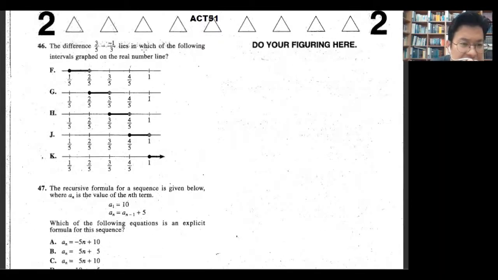Difference line, the following interval on the real number line, which is this method, 3 over 1. So you're adding 1/3 on it. Okay, so which is this one. So starting from here, we're adding 1/3. So it's like over here.